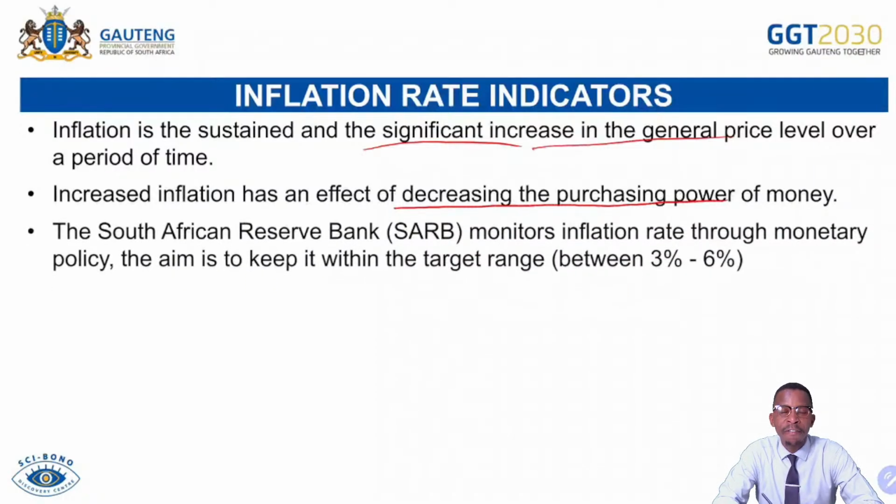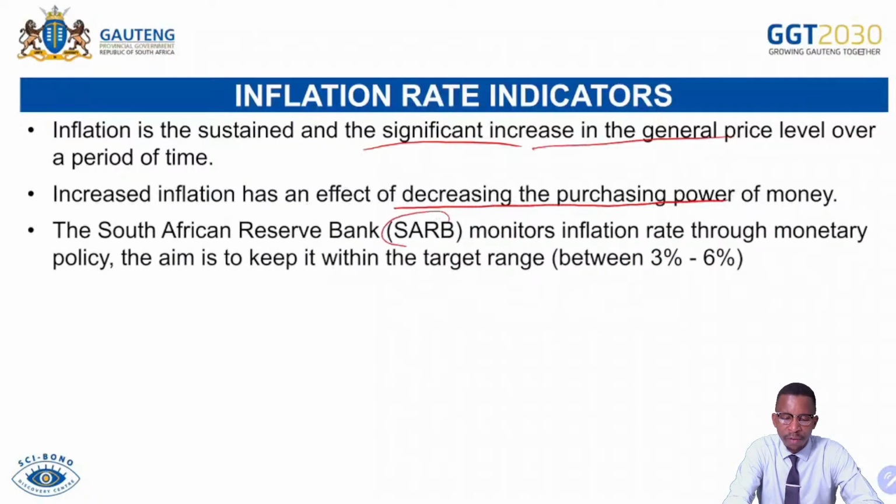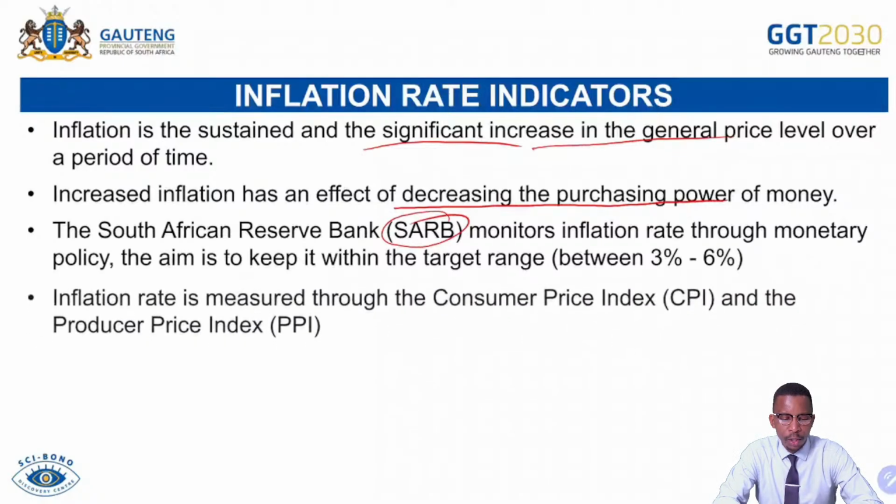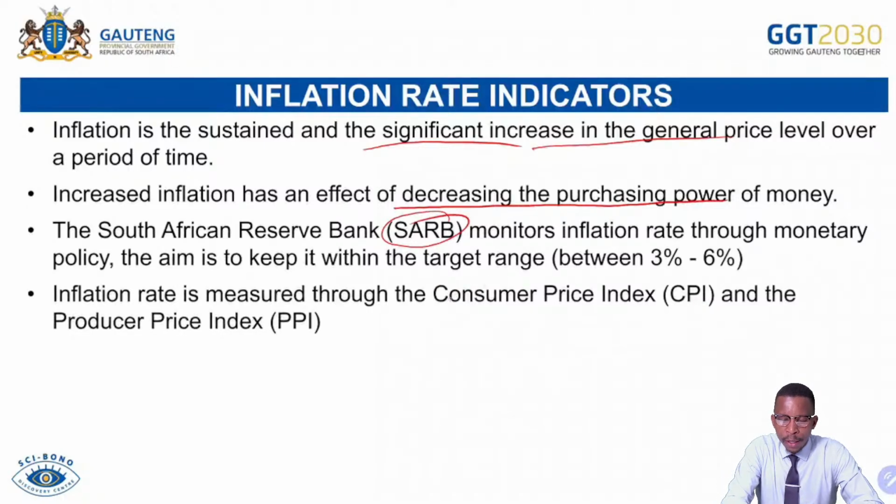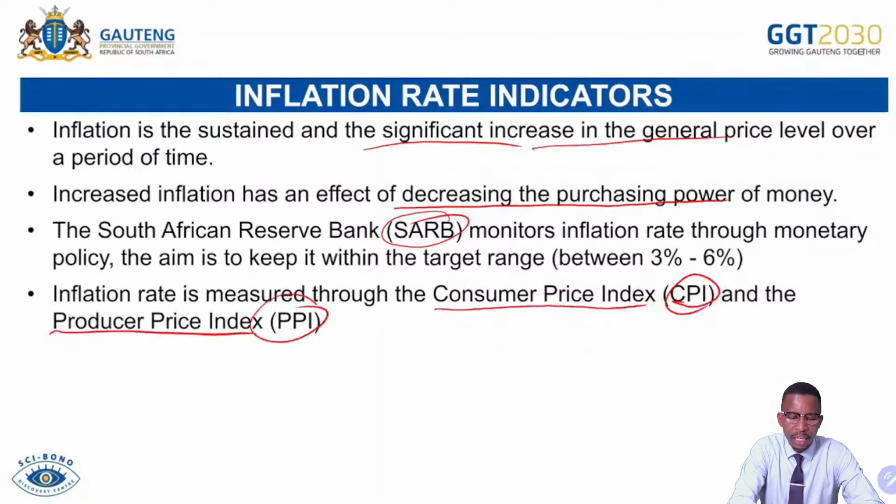So remember that inflation in South Africa is controlled by the South African Reserve Bank. It is responsible to ensure that prices do not increase or decrease below or beyond limits. Remember, our limits are the inflation target rate, which is between 3 to 6%. So inflation rate is measured through the consumer price index, which is CPI, as well as the producer price index, which is PPI.